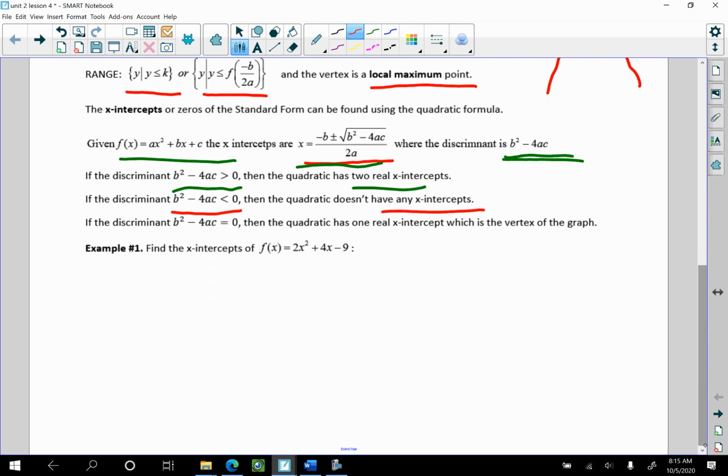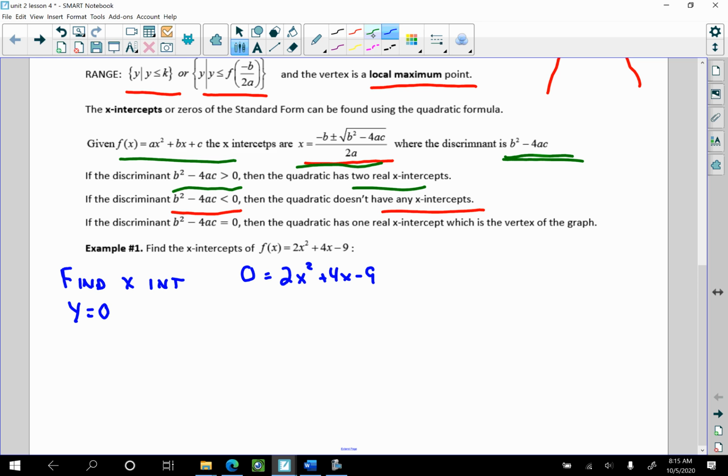Let's find the x-intercepts of this particular graph. I find x-intercepts by letting the output equal 0. I'm going to write the steps down: find the x-intercepts by letting y equal 0, or the outputs. So I'm simply going to solve this equation, 2x squared plus 4x minus 9. And I'm going to use the quadratic formula.